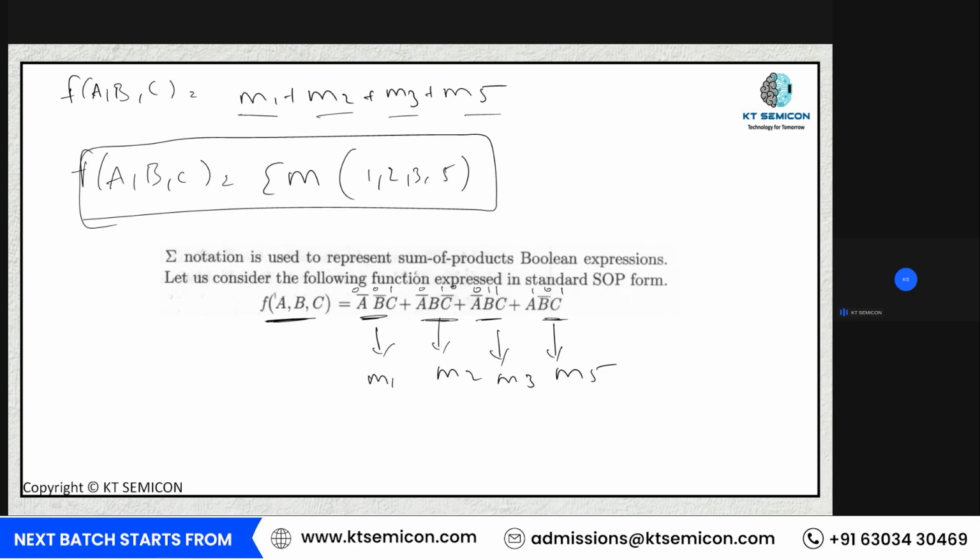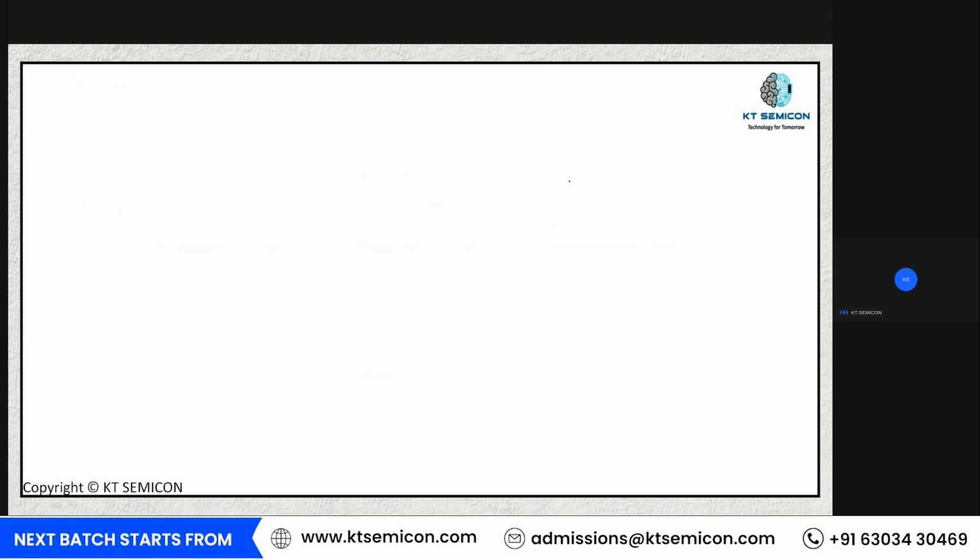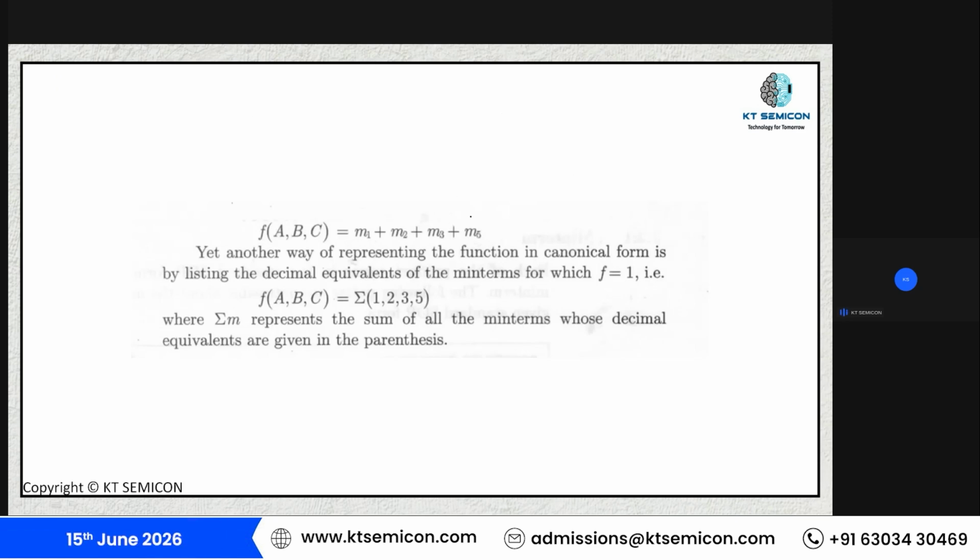But here we need to remember that if we want to take any minterm, then we always need to consider a standard form. That's it. So this is what we have seen in our example.